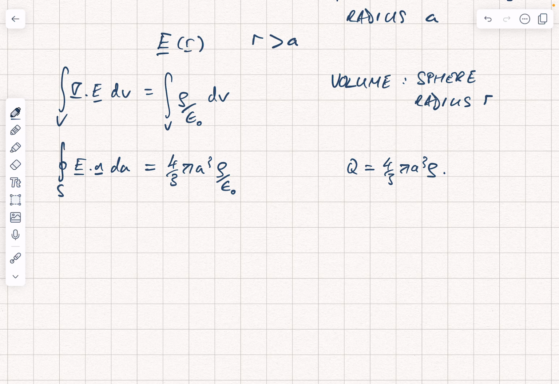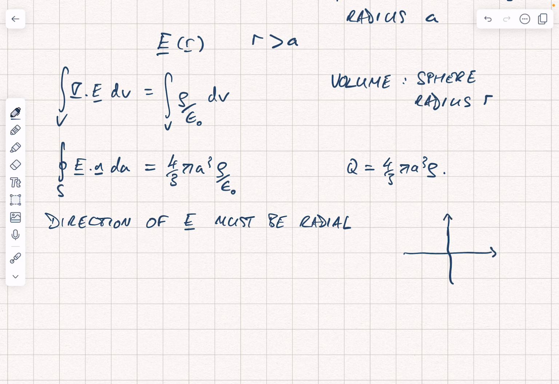So now, what do we know about the direction of the field? The direction of the field must be radial. I'll show you why in a minute. Essentially we've taken a spherical surface, and if we just draw a cross section, so let's have a z and an x here, and here's our spherical surface, and let's consider a point on the surface. Now, if for instance we had the E field pointing in this direction for some reason, then by rotating that spherical surface we could change the direction of the electric field.